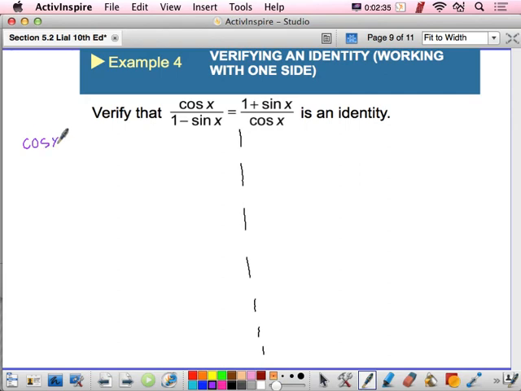cosine of x over 1 minus sine of x, and let's, out of thin air, this is the part people don't like, you just make it up, and we're going to multiply top and bottom by the conjugate of that binomial. So the conjugate is what? 1 plus sine x.